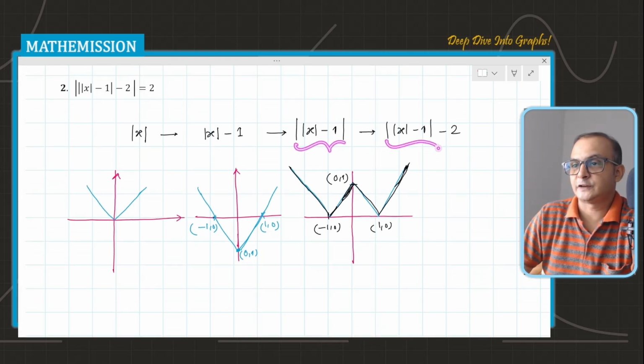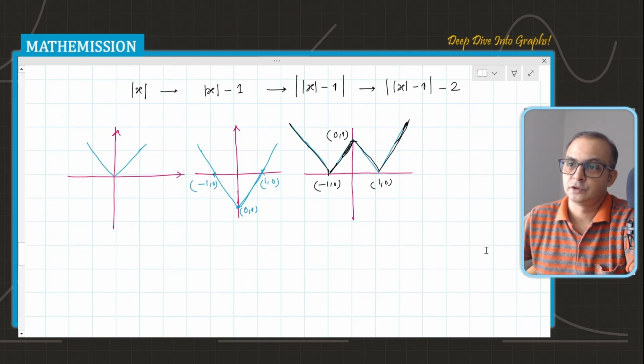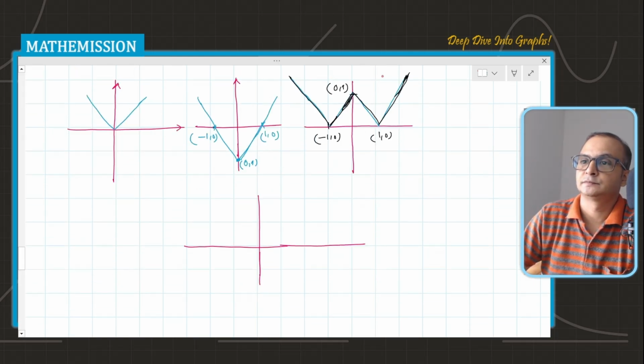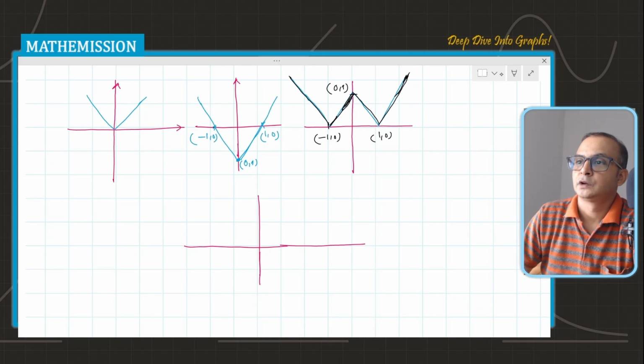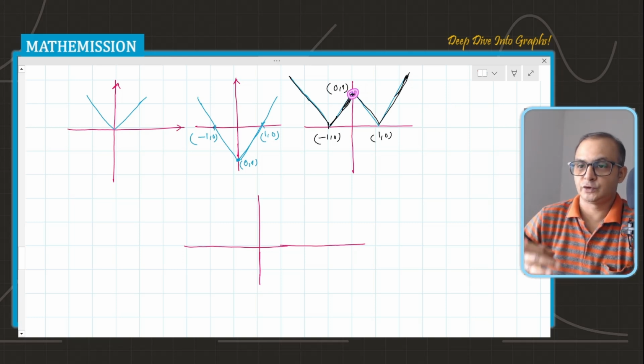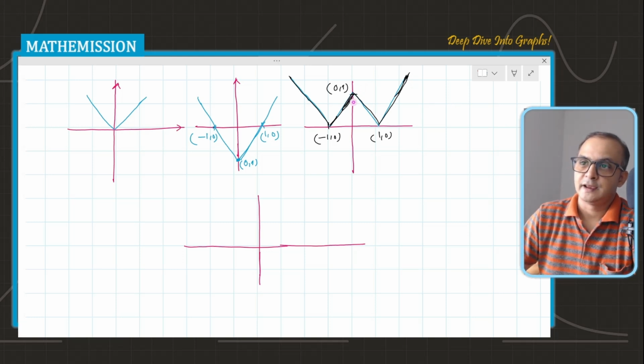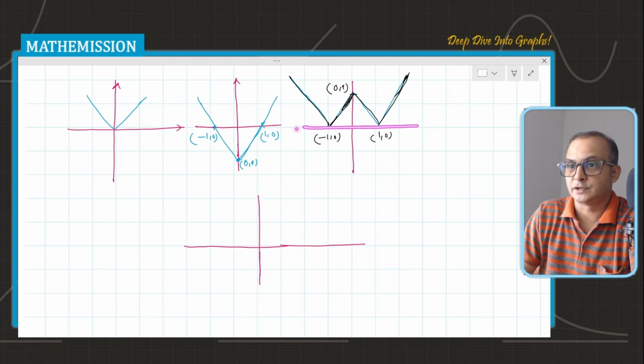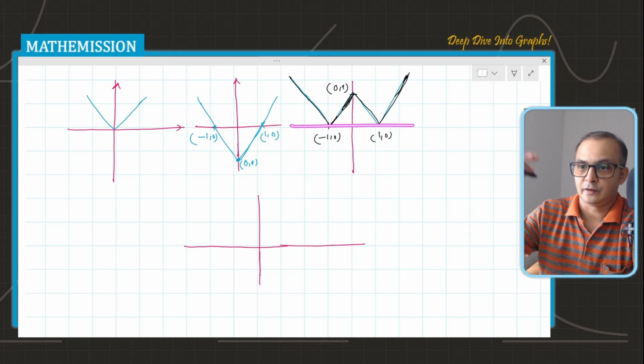I have to now shift this whole graph 2 units down. So you can see what is happening. Let's try. What we can observe here is that this 0, 1 will be shifted 2 units down. It means it will go to negative 1. So let's try to create a W kind of thing at negative 1. And the x-axis will be shifted 2 units down, so it will go to negative 2.